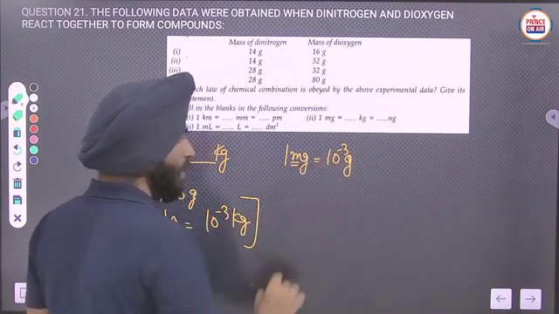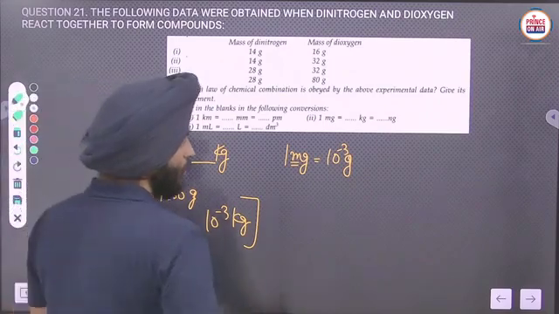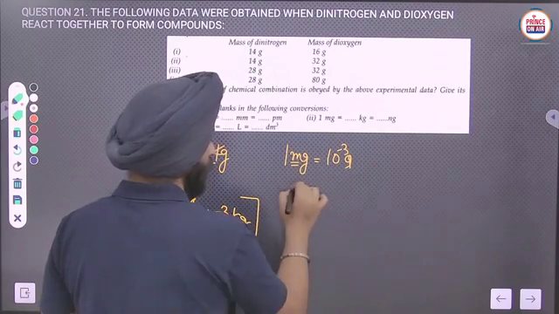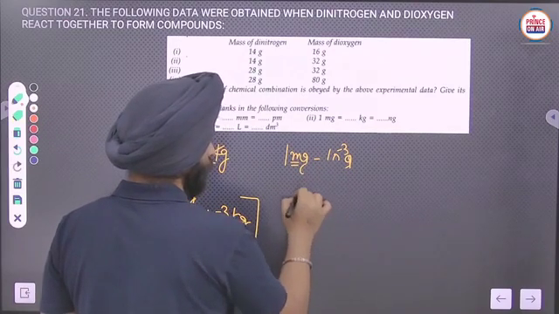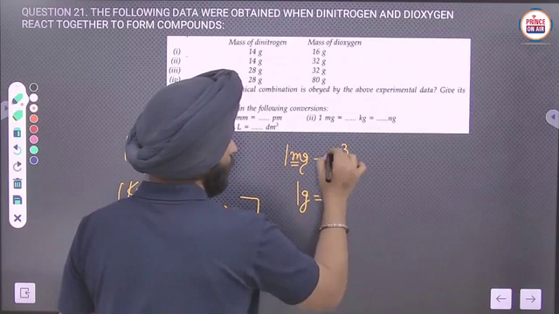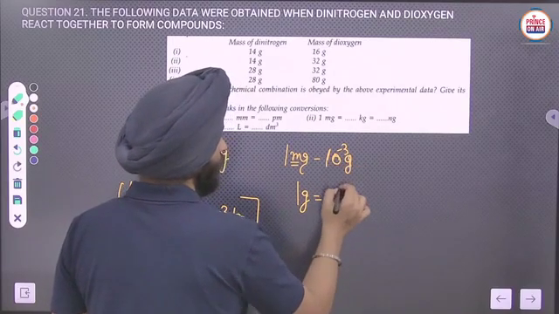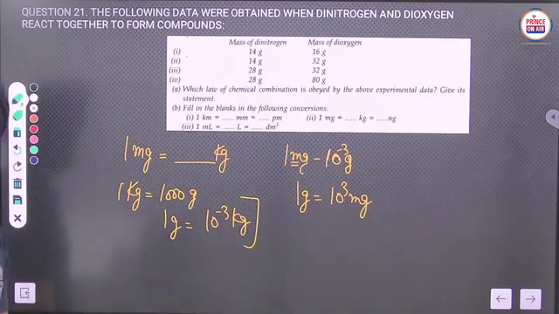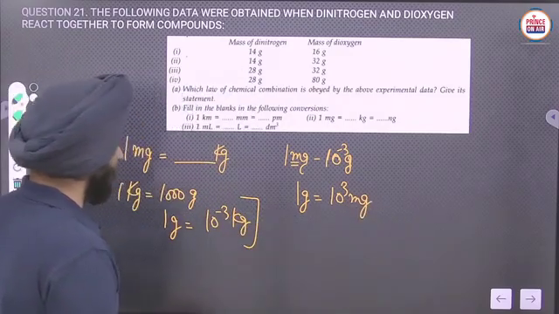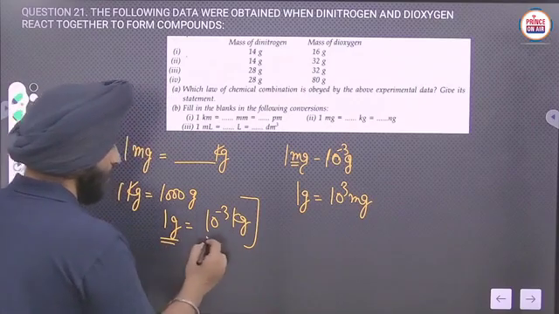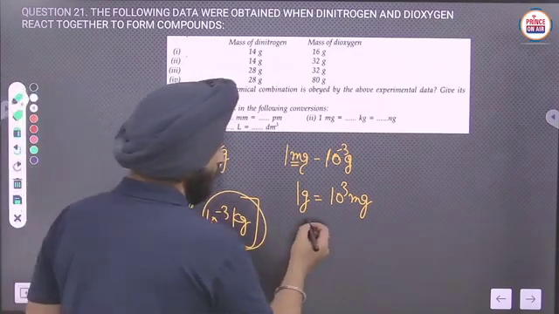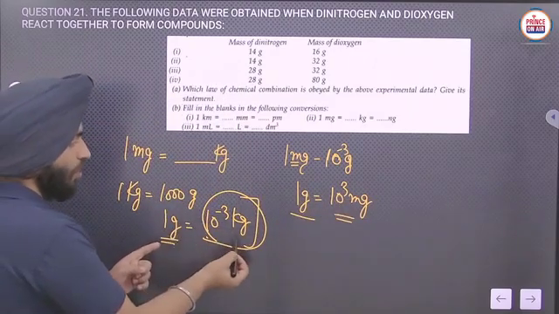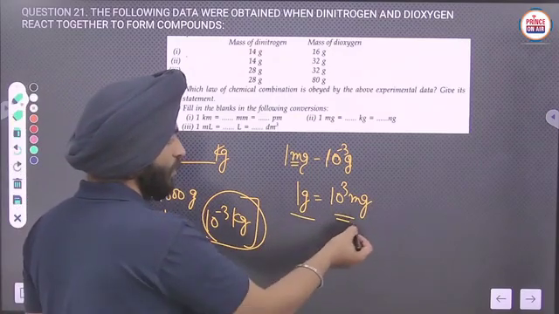Milli means 10 raised power minus 3, no? That we have discussed. So 1 gram comes out to be 10 raised power 3 milligram. Yes or no? So here you can write 1 gram is equal to 10 raised power minus 3 kilogram, 1 gram is equal to 10 raised power 3 milligram. So here 1 gram in terms of value is kilogram, and here 1 gram is in terms of value milligram.